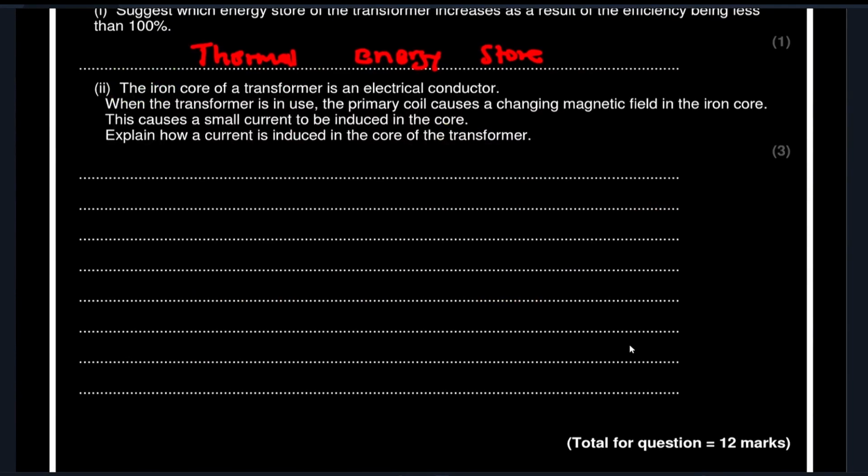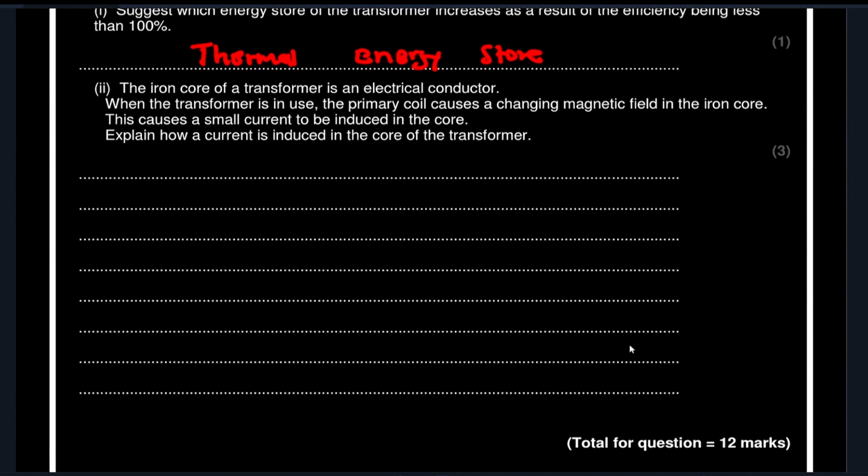The iron core of a transformer is an electric conductor. When the transformer is in use, the primary coil causes a changing magnetic field in the iron core, and this causes a small current to be induced in the core. Explain how current is induced in the core of the transformer.